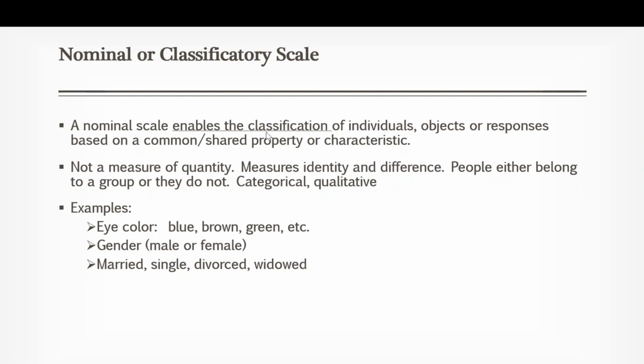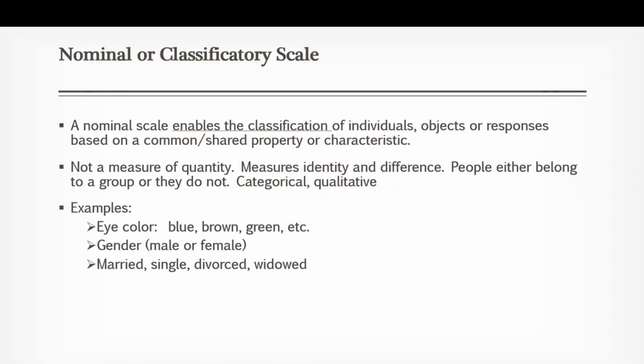A nominal scale enables the classification of individuals, objects or responses based on a common or shared property. What is a common or shared property for you? You all belong to one batch. Someone is from Rajasthan, someone has joined from Delhi, someone from Mumbai, someone from Madhya Pradesh. But what is common in you? You belong to this particular batch, the July 2022 PhD batch. That is the common or shared property. So based on that, we are classifying.